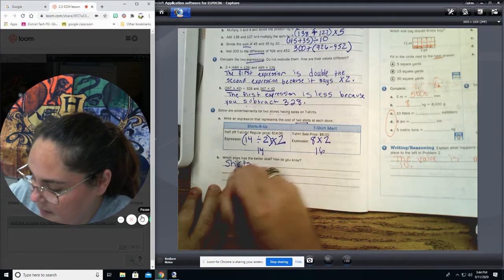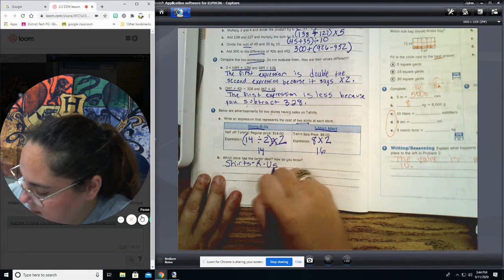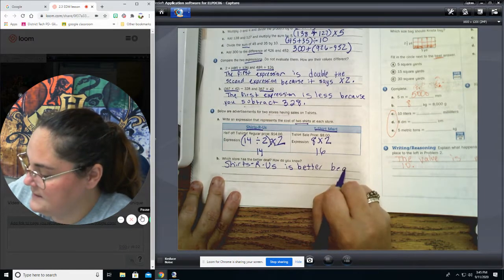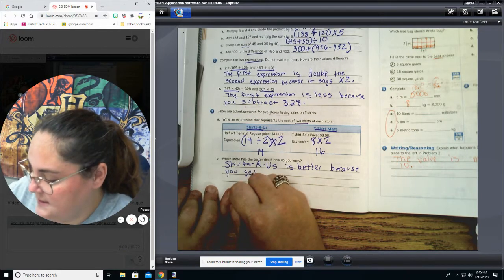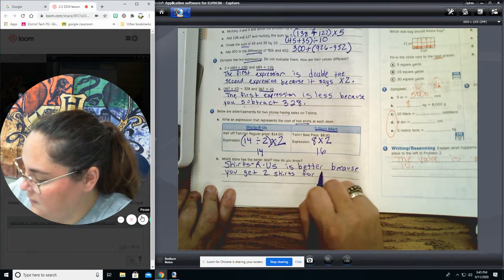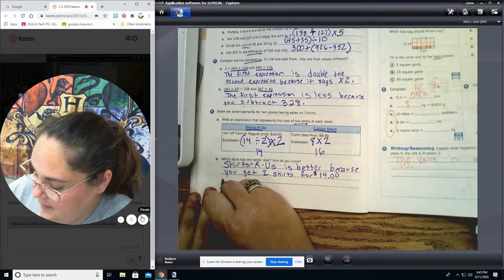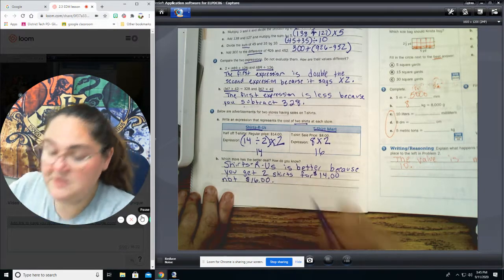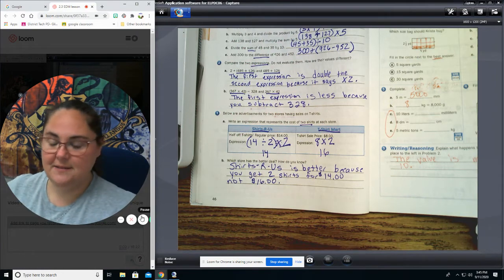Which store has the better deal? Shirts, and I'm looking right here for the title, Shirts R Us is better because you get 2 shirts for $14, not $16. I would take that as an answer. You get 2 shirts for $14, not $16.